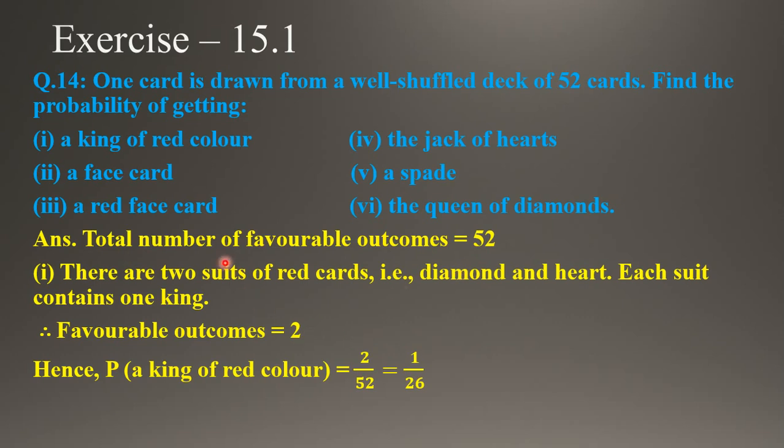Now for the first, a king of red color. There are two suits of red color, that means diamond and heart. Each suit contains one king. Therefore, how many red kings? 2. So favorable outcomes for us, 2. Hence, probability of getting a king of red color is 2 upon 52, number of favorable outcomes to the event upon total number of outcomes. After solving we get 1 upon 26.